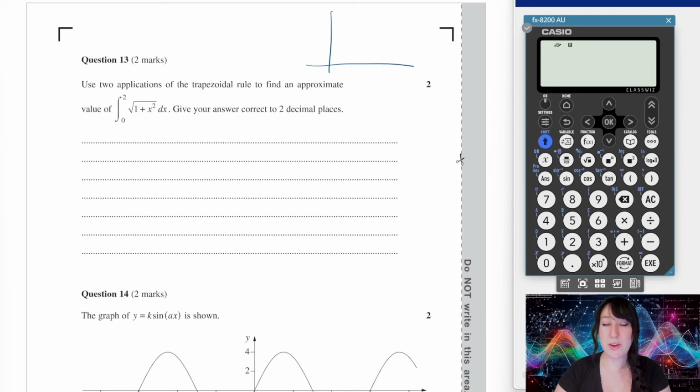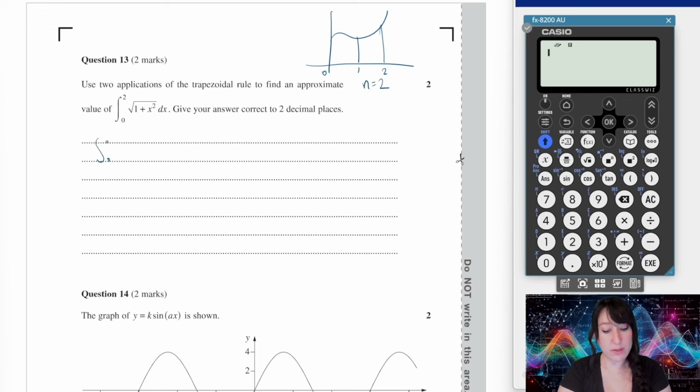Usually you don't even need to know what the graph looks like. We're approximating the area from 0 to 2 with two applications of the trapezoidal rule. So that tells us that the middle value is 1, and there's two trapezia or two sections here that we're going to be using to approximate the area. So n equals 2.